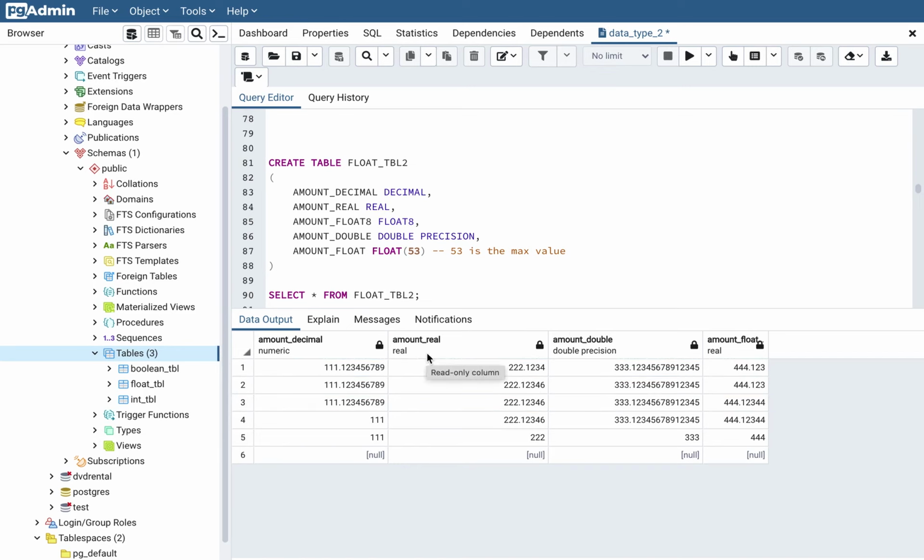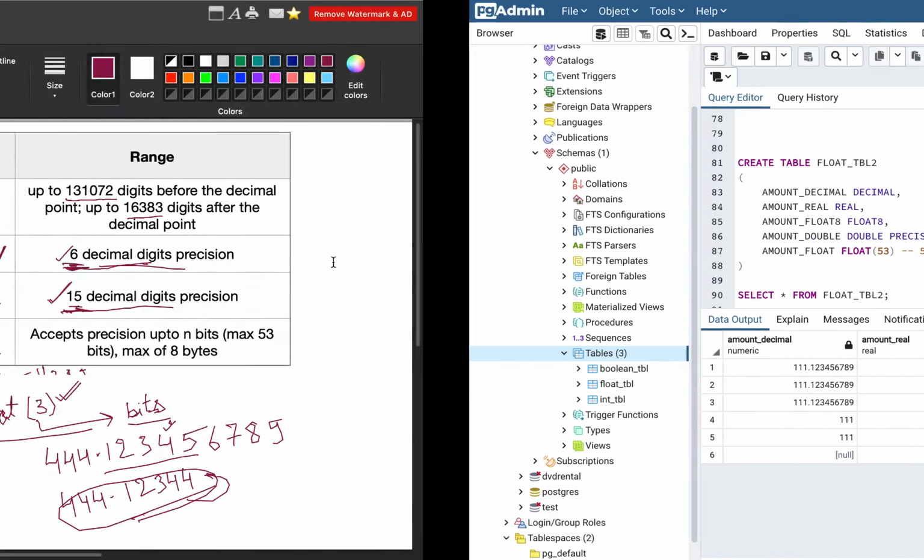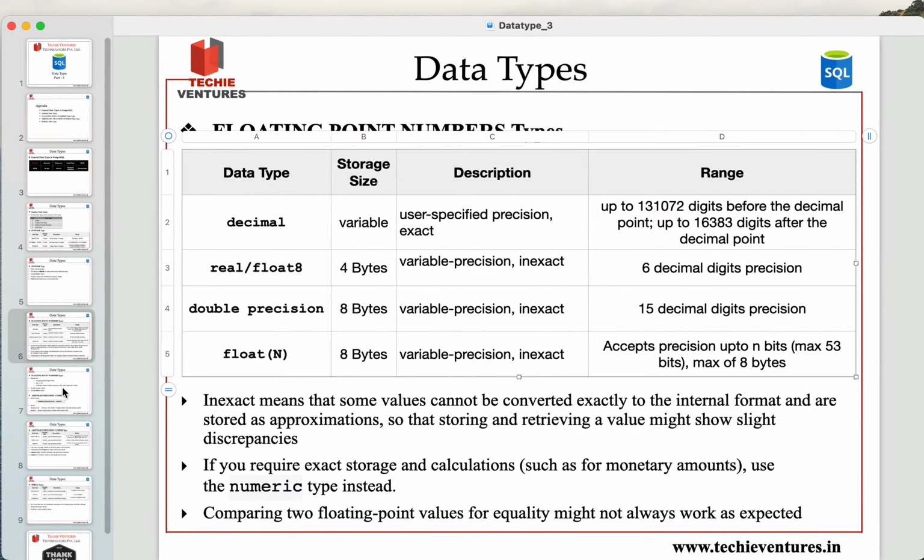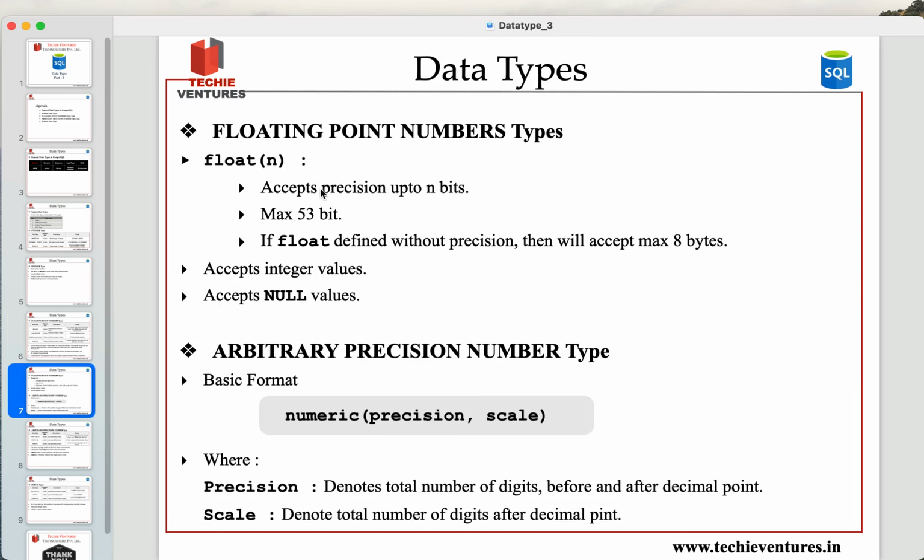Now let us create another table to understand the real data type, the real column over here, which is nothing but float. So if we look at our float here, you see float n, and it accepts a maximum of 8 bytes, variable precision, inexactness. We know what is the meaning of inexactness now, and accepts precision up to n bits, max 53 bits, max of 8 bytes. Now let me explain this part clearly, because I know this is a bit confusing.